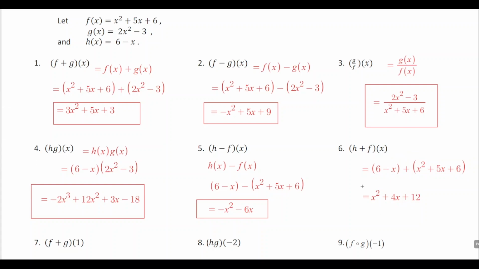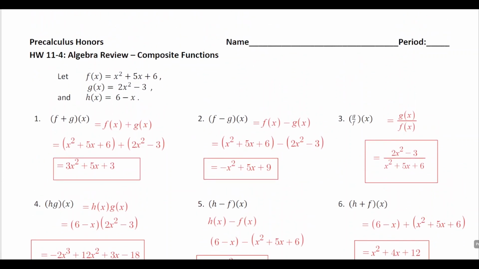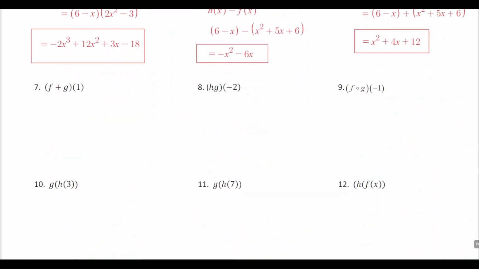So there's 1 through 6. It looks like starting with number 7, now we're going to be evaluating these functions. So what I think I'll do here, since I want to keep these functions on the page, is I'm going to do a little clip here. I guess you can't really see what I'm doing here, but that's all right. I'm going to copy and paste this into the document.